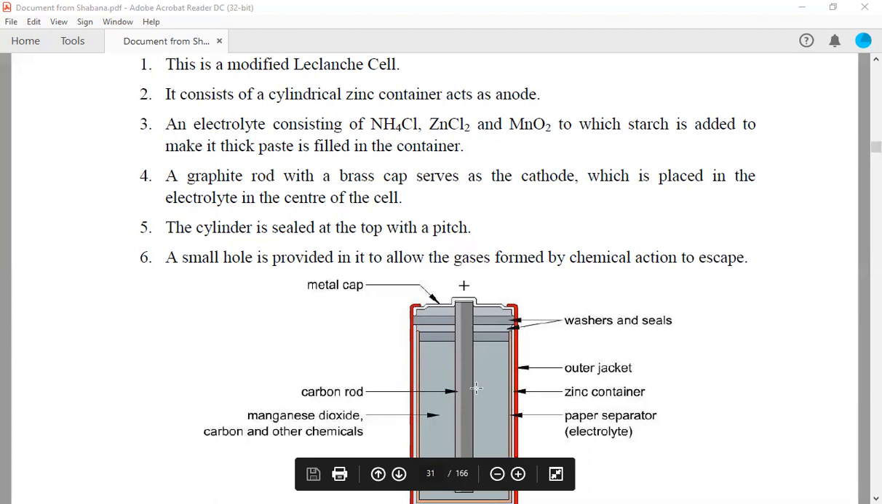And this graphite rod with the brass cap is placed in the electrolyte in the center of the cell. And the cylinder is sealed at the top with a pitch, and a small hole is provided in it to allow the gases formed by the chemical action to escape. So this is about the complete construction of the primary cell.